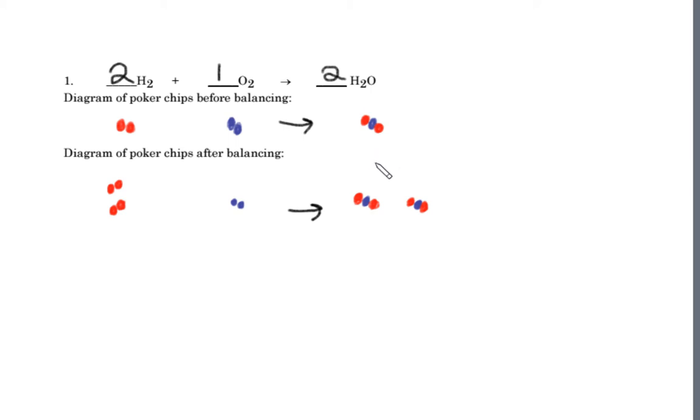Now, if you ever need to check you're right, just go ahead and count everything up. Here we have 4 hydrogens, and here 1, 2, 3, 4, 4 hydrogens. Here we have 2 oxygens. Here we have 1, 2, 2 oxygens. These are the same. We are balanced. Here's how we write this as an equation, here's how we draw this as pictures, and here's how we know that they're balanced. I do expect you to be able to do all 3 of those.